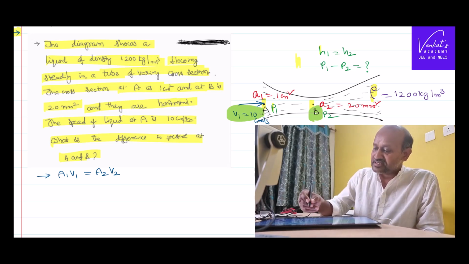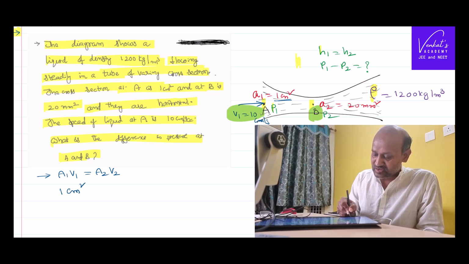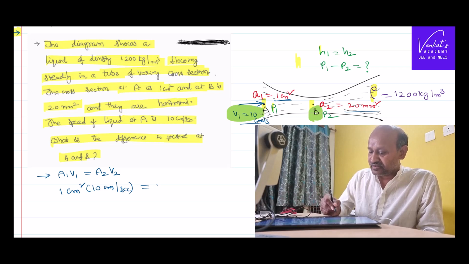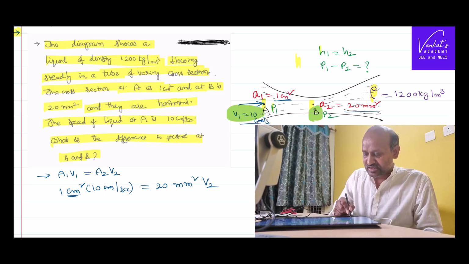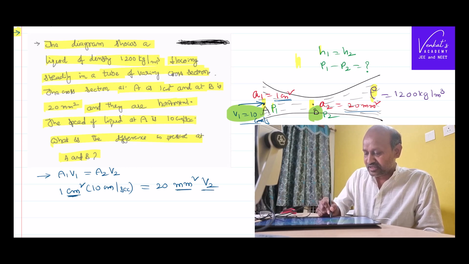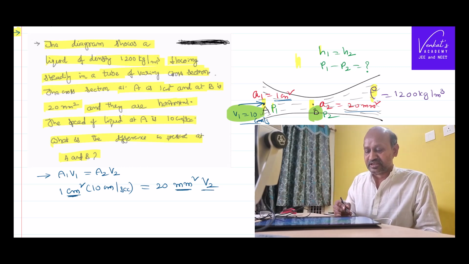At this place, A1 is given for you, that is 1 centimeter square. Velocity is also given, that is 10 centimeter per second. A2 is also given, 20 millimeter square. V2 is how much? We don't know. First area is in centimeter square, second area is in millimeter square, so I must make a conversion of the unit.